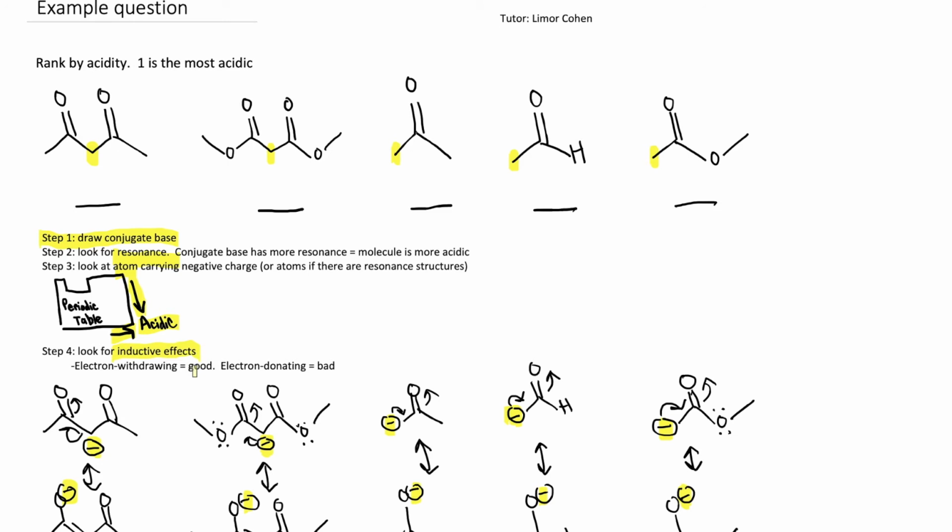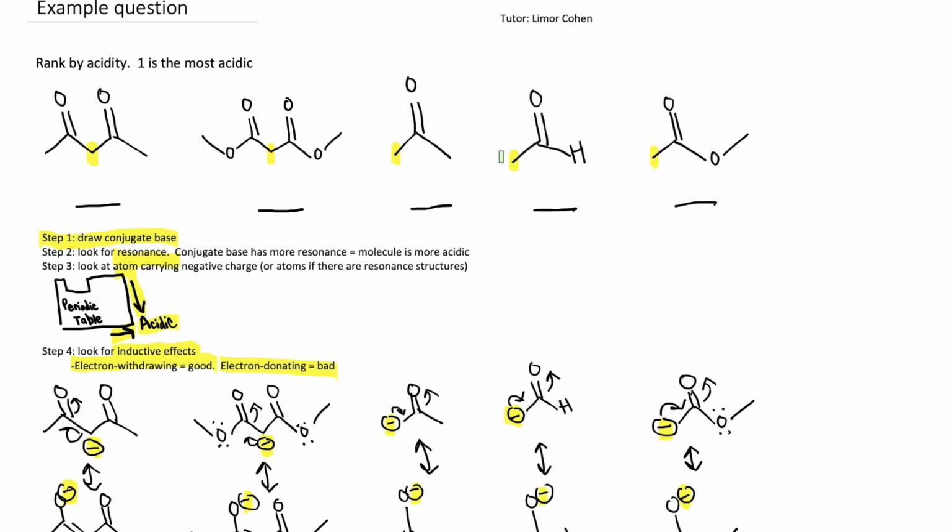If we have electron withdrawing substituents on our molecule, so electronegative substituents, this stabilizes our conjugate base because it pulls away electrons from the negative charge, making that negative charge more delocalized, more spread out, and more stable. On the other hand, electron donating substituents destabilize the conjugate base because they push electrons towards that negative charge, making it more concentrated and less stable.